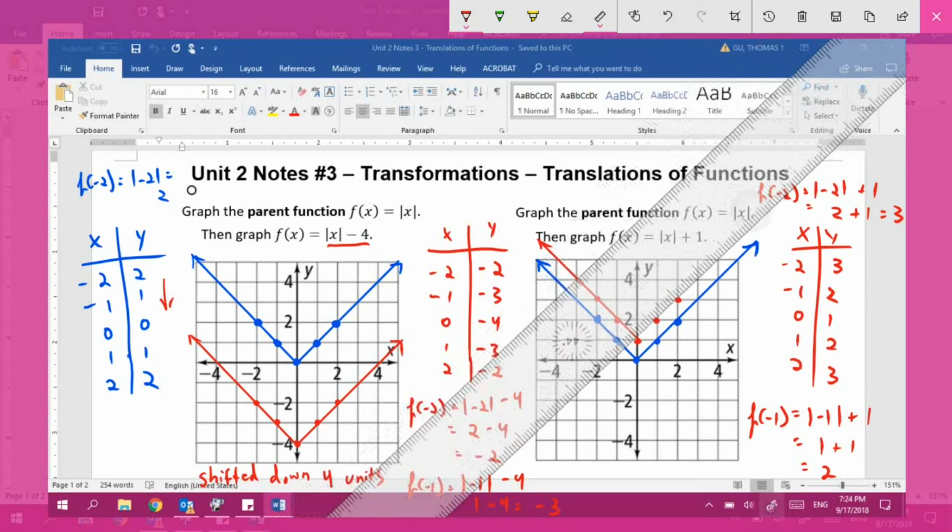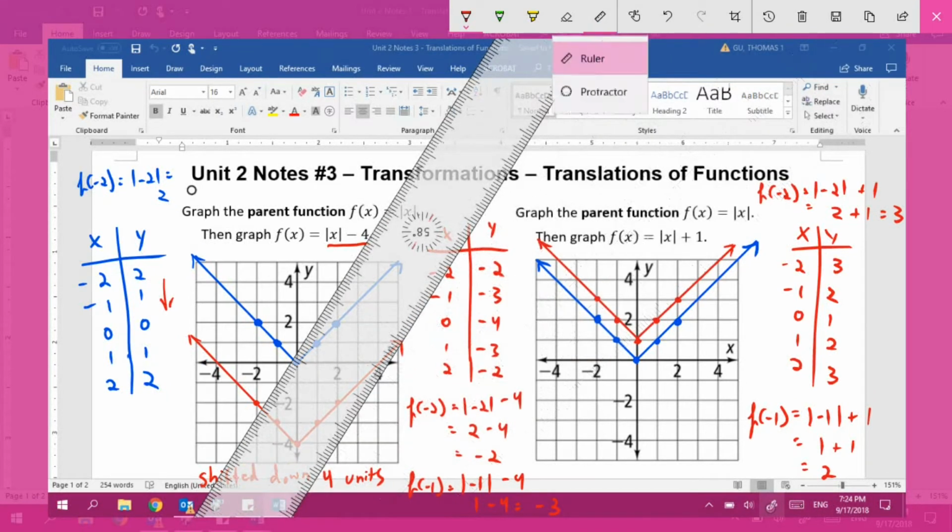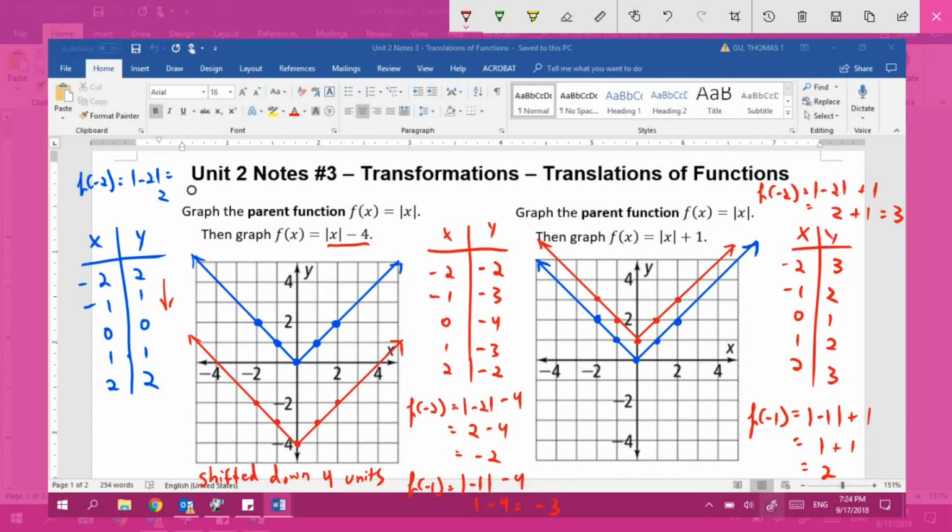So can you tell me the difference between the parent function and our new function, f of x equals absolute value of x plus 1? It shifted. Where did it shift? Up 1 unit. That's right. Nice. I hope you said that. There you go.